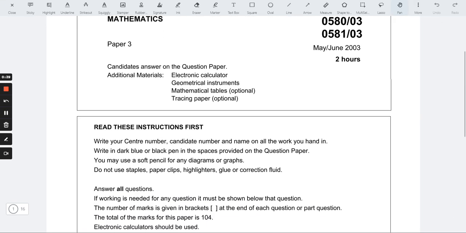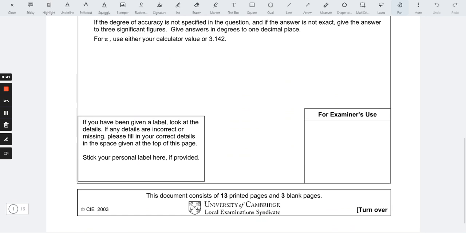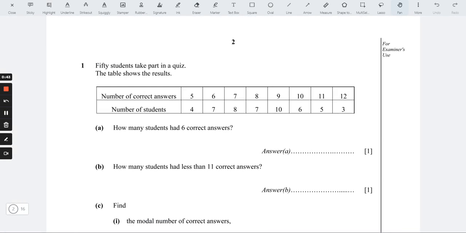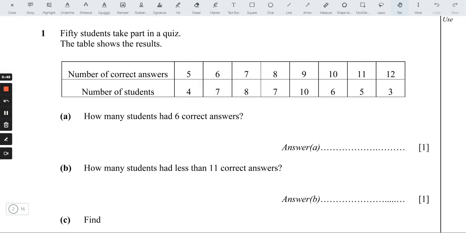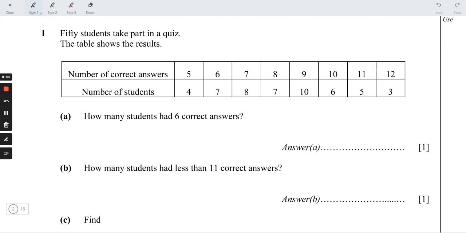Okay, now here question number 1. Question number 1, 50 students take part in a quiz. So here we have a survey. That means we have 50 students. The table shows the results, number of correct answers to number of students here in this table.